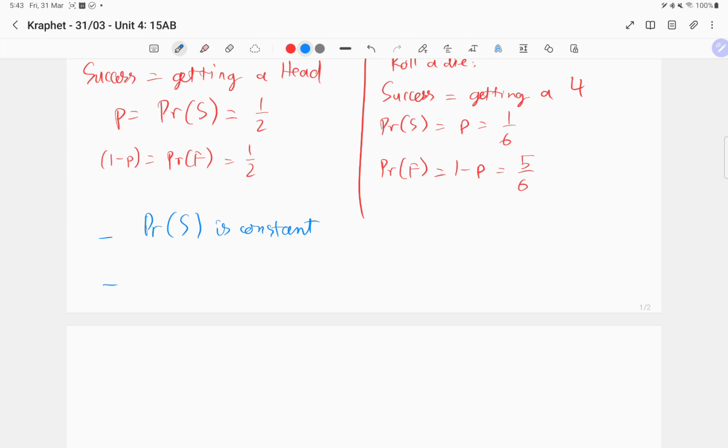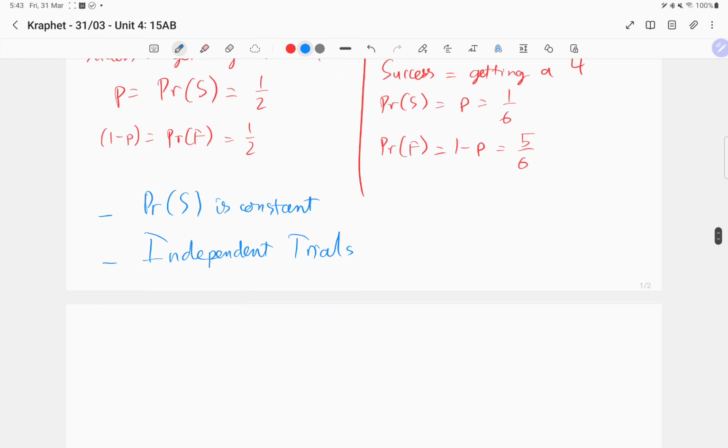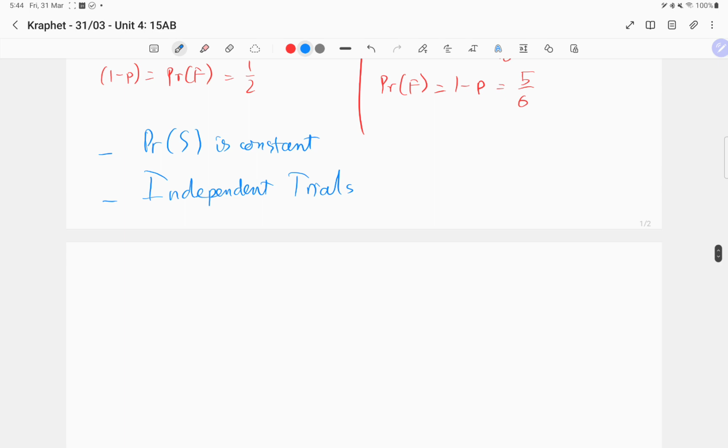The other one is independent trials. The last condition is that the trials must be independent. The trials are independent of one another. When you flip a coin, the chance of getting a head is the same as when you flip the coin again 2 minutes later. It doesn't change. That's what it means by independent trials. When you repeat the trial, it doesn't change, like rolling a die also doesn't change. Those are the initial bits about a Bernoulli distribution.